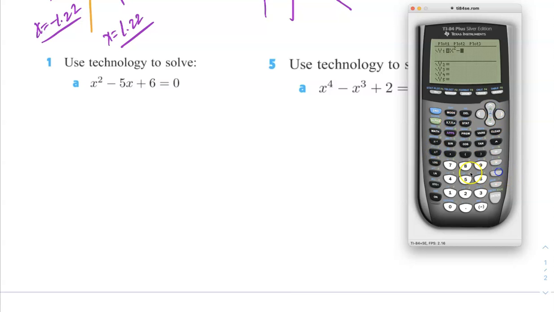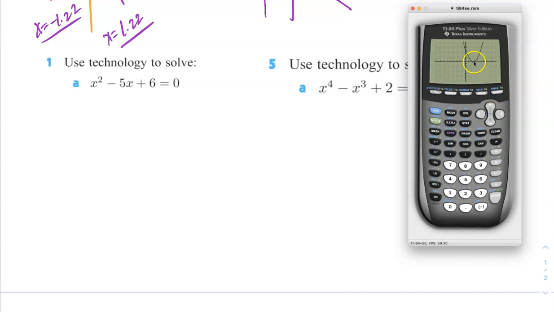X squared minus 5x plus 6. This is factorable. We can just factor this guy. No, it's not. My mistake. Yes, actually, it is, 3 and 2. Anyway, I'm going to graph.